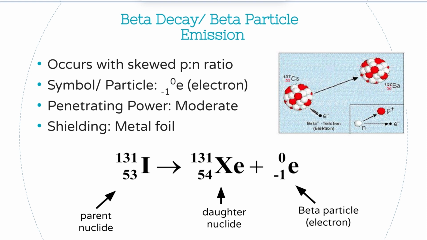What's actually happening here is that a neutron is going to break up into a proton, and then that electron's charge is going to break off. So we see that as an electron. The penetrating power of beta decay is moderate, so stronger than alpha decay, but not our strongest type of radiation. So things like tinfoil could block that. And again, we see this modeled in a nuclear reaction where that parent nuclide, iodine-131, decays into xenon-131 and a beta particle, which is an electron.